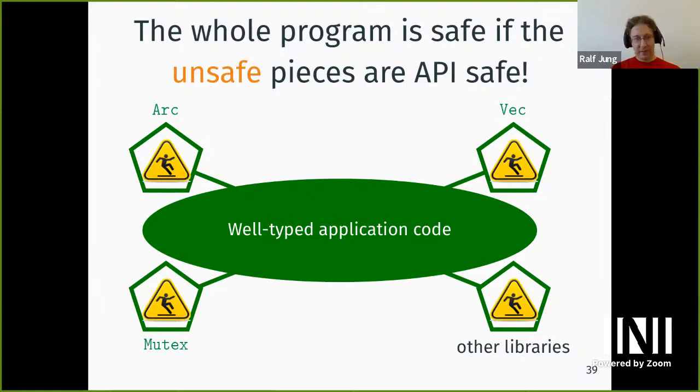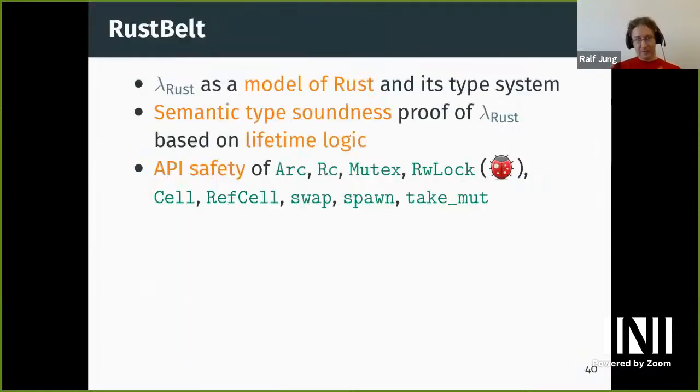So this is the main result of RustBelt. To summarize, what we've done with RustBelt is we have defined Lambda Rust as a model of Rust and its type system. And we've carried out a semantic type soundness proof of Lambda Rust based on this lifetime logic, a non-trivial extension of concurrent separation logic with the idea of borrowing. And then we've established API safety of a number of key libraries for shared mutable state that you can find in the Rust standard library and beyond. And we've even found a bug in one of them.